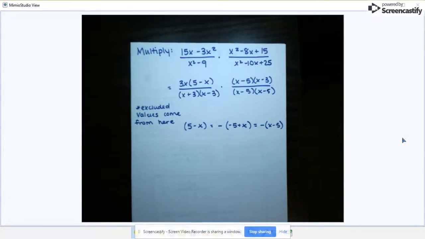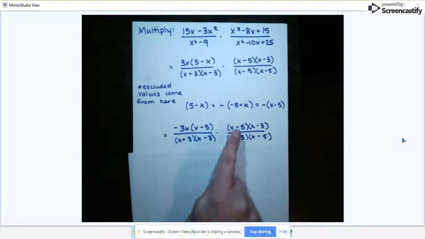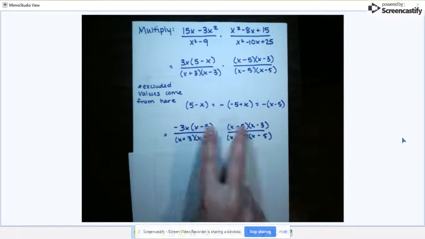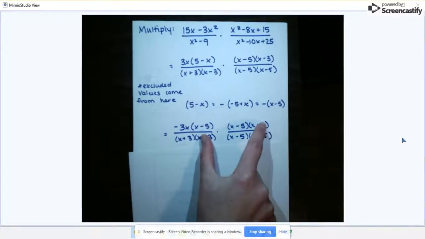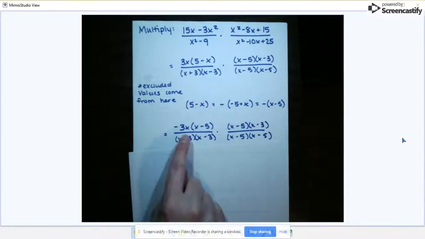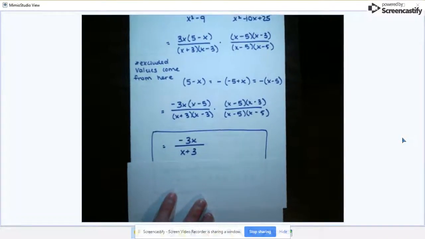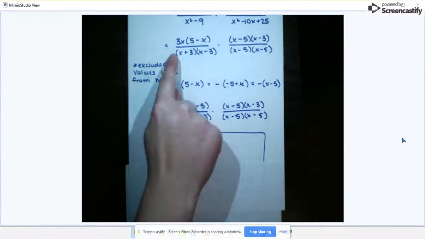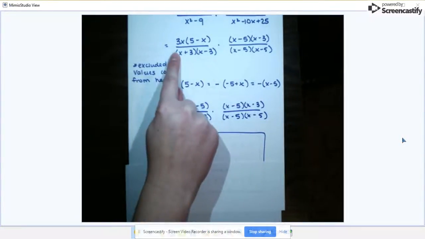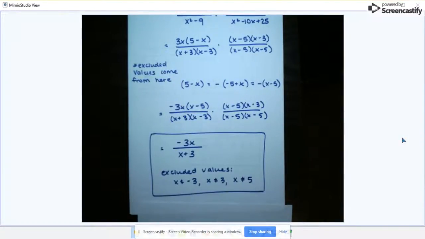So I went ahead and applied that negative in front of our 3x. And now my x minus 5s will all cancel. There's 2 on the top, 2 on the bottom. All of those will cancel, as well as my x minus 3s. So what I'm left with is a -3x over x plus 3. And then remember, you get your excluded values from your original factor step. So right here is where we're going to find our excluded values, and it's all of those denominator values. So x can't be -3, +3, or +5.